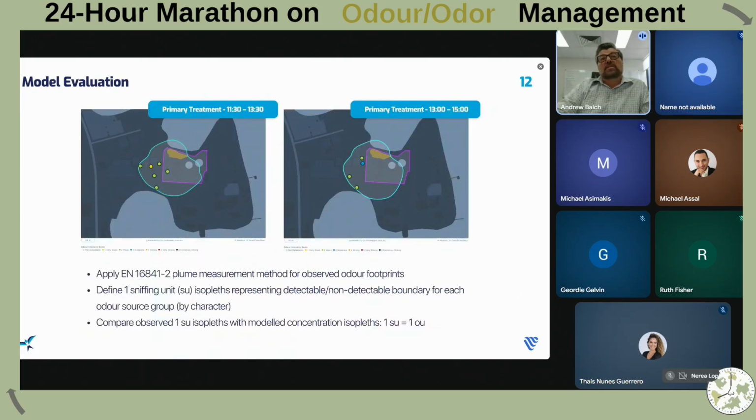To address these discrepancies, we applied the European Field Ambient Odour Plume Measurement method for our observed odour footprints. We defined one sniffing unit odour isopleth representing the detectable versus non-detectable boundary for each odour source group by character. We then compared the observed one sniffing unit isopleth with the modelled concentration isopleth, establishing that one sniffing unit equals one odour unit for calibration purposes. The contour on each of these plots represents the closest modelled contour to the one sniffing unit line determined from the field observations.